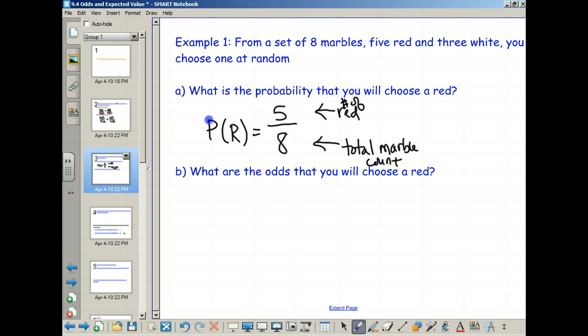Now, odds are done differently. When we do odds, the odds of selecting a red, we actually write the number of ways we choose a red on top. So how many reds were there? 5. And we write that over the number of ways that we do not select a red, which would be 3, because there's 3 whites. Obviously, you can see that these are related, right? If I add the 5 and the 3 together, I get the 8 from the denominator in part A. And if I take the original denominator from part A and subtract, I can get the 3 that's in the denominator here. So there's clearly a relationship between them, but they're not the same thing.